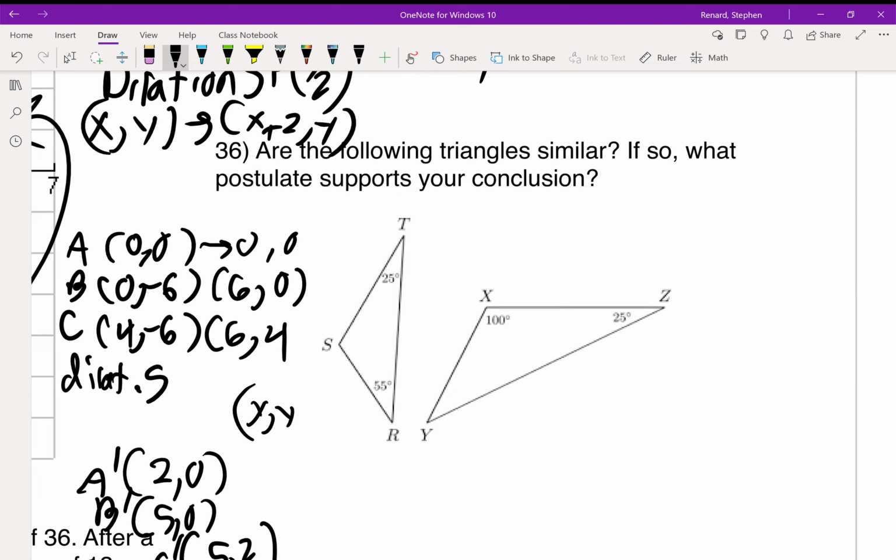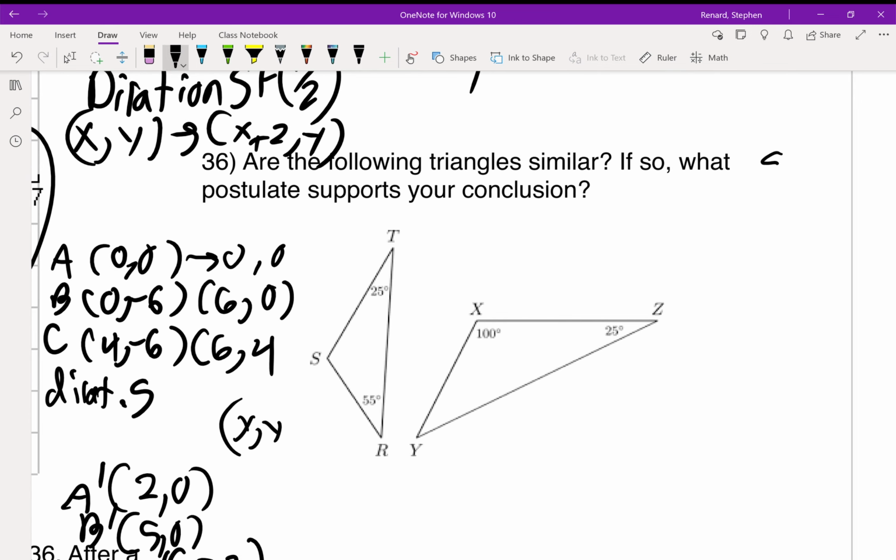So what we need to do first is, so we have no side lengths here. So remember, our similarity options are side, side, side similarity, side, angle, side similarity, or angle, angle similarity. That's it. So what we want to do is look at this and we go, we have no sides, so that's out and that's out.